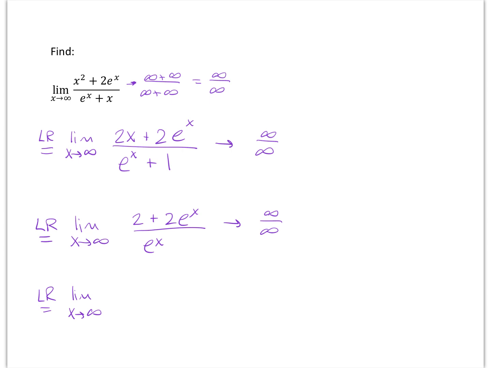The derivative of 2 plus 2e to the x is 2e to the x, because the derivative of 2 is 0. The derivative of e to the x is e to the x. My e to the x's cancel. So this is the limit as x goes to infinity of 2, which is 2.